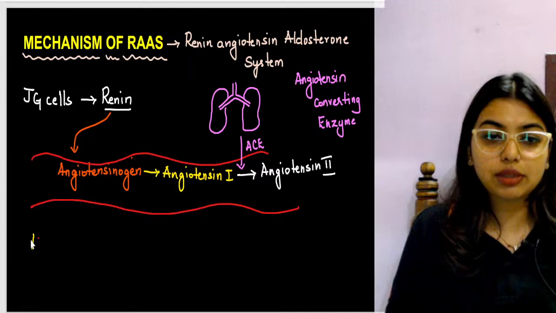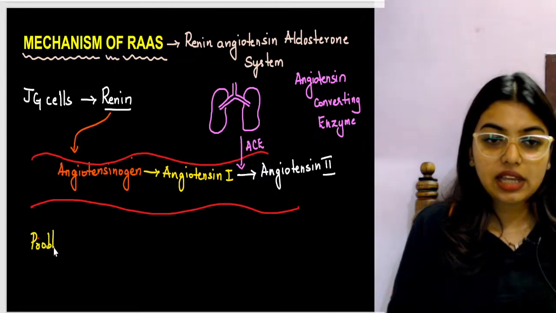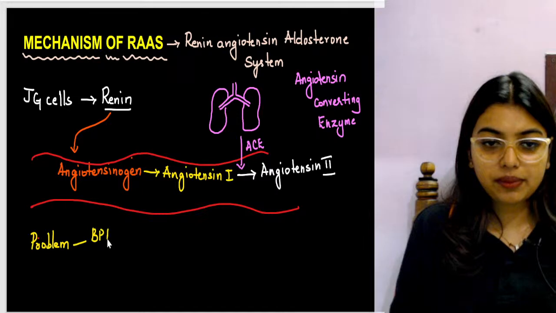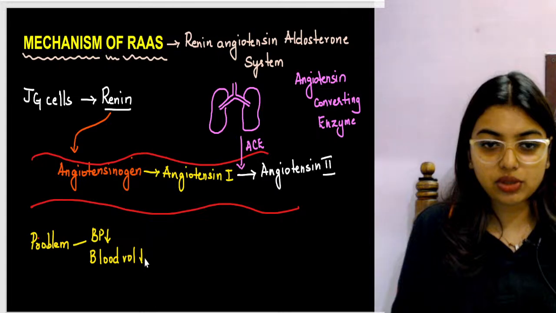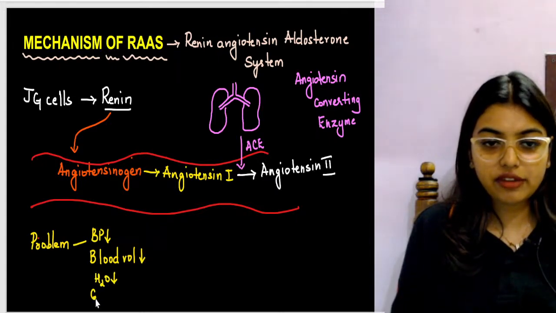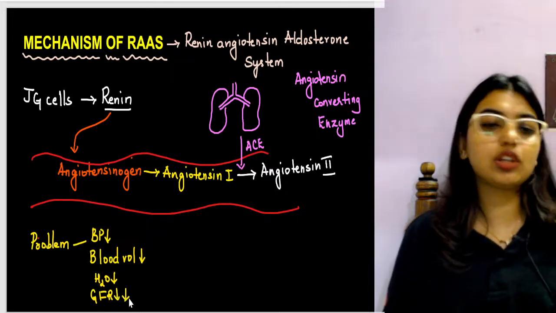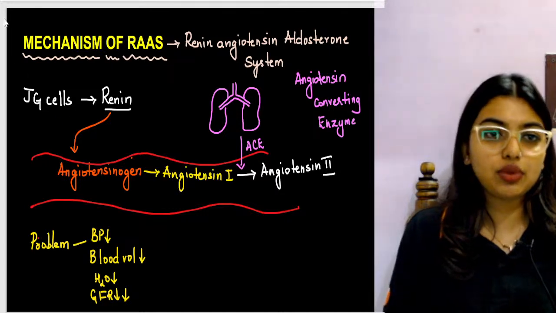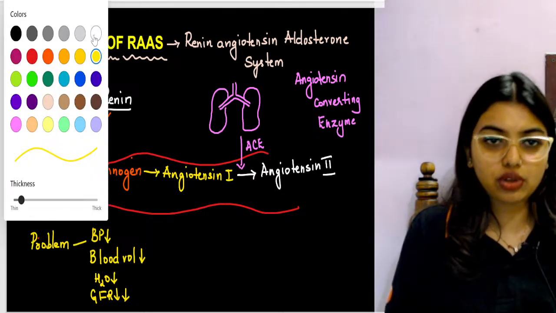Now, what is the issues? What are the problems that we faced? The problems we faced was BP was low. Blood volume was low. Water was low. GFR rate was low. These are the issues or the problems that we faced. Clear, all of you? Now angiotensin 2 will be like, don't worry, I am going to fix all the issues one by one.